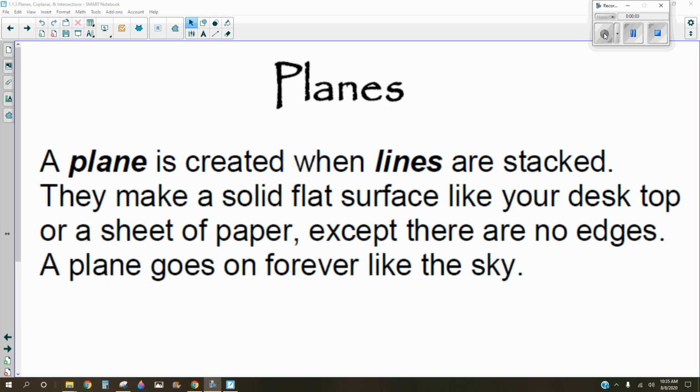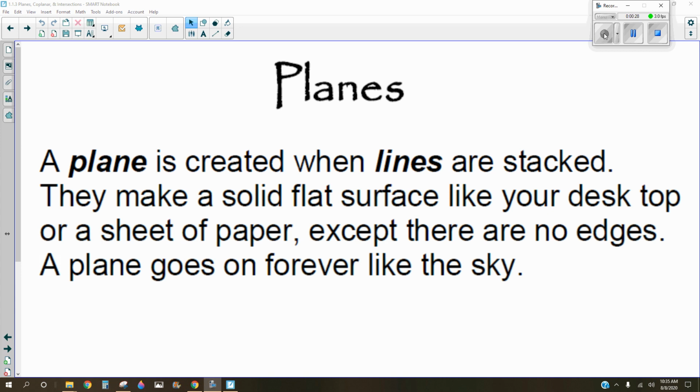A geometric plane is something that is created when we stack lines. So we talked about how if points get stacked, we create lines. Well, if we continue to scatter those points and create more lines, we eventually make something that's called a plane. And a plane is like a solid flat surface, like your desktop or a sheet of paper.